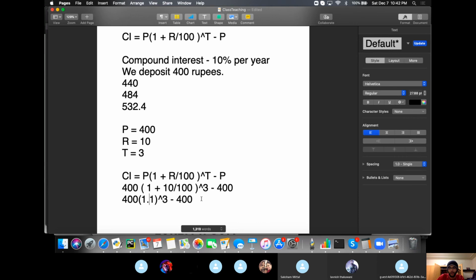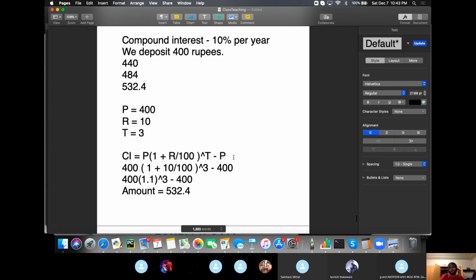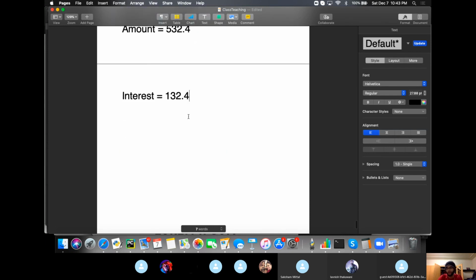So therefore, the amount would be 532.4, as we can see here. However, the interest will be 132.4. Don't worry, this formula is the only thing that is difficult, but if this formula is given to you, you should not have any difficulty in substituting the values, right?